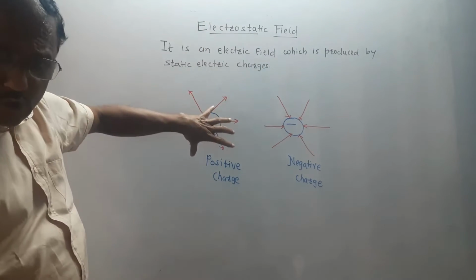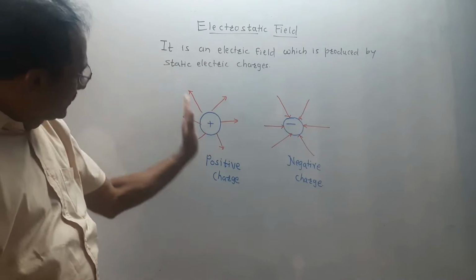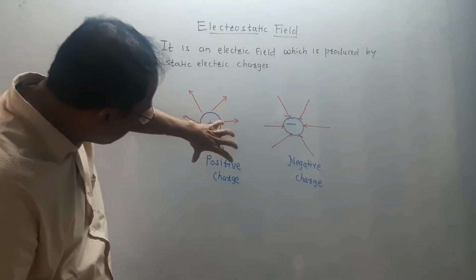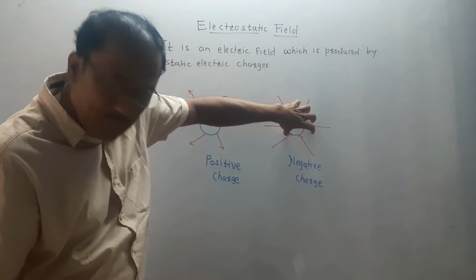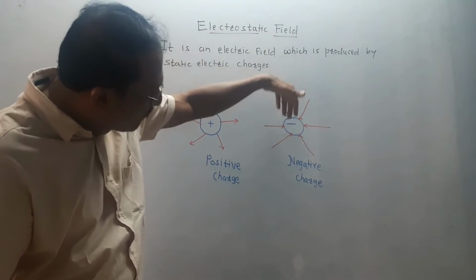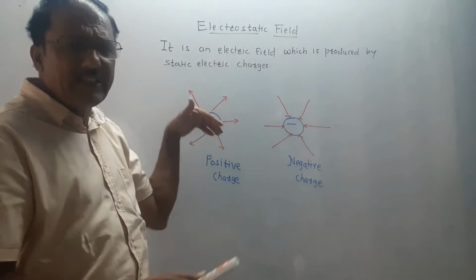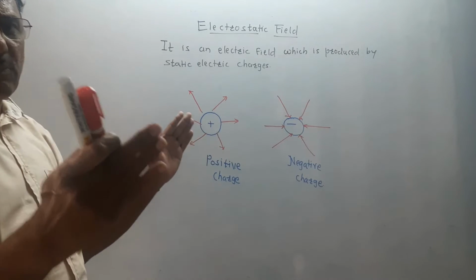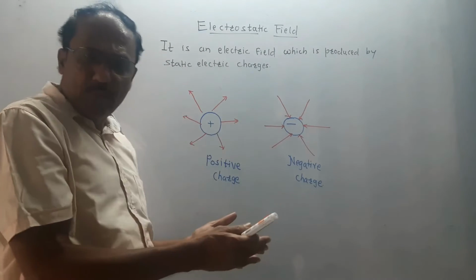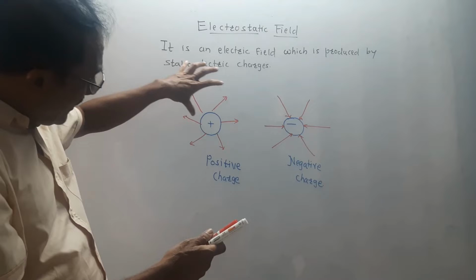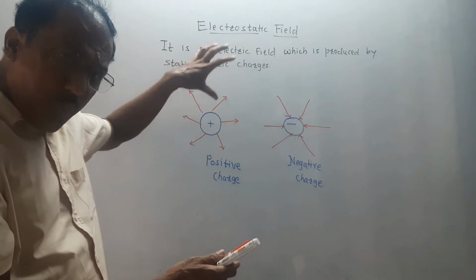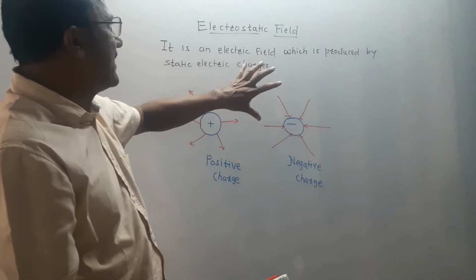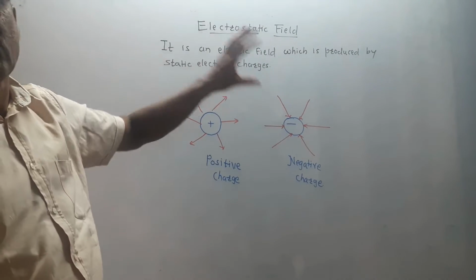In case of a positive charge, the force lines, these red colored lines, are known as force lines. These force lines come out, whereas in case of negative charge, these force lines are moving inside the charge. As we discussed, if the polarity is same, there will be force of repulsion, and if the polarity is opposite, there will be force of attraction. So basically, if there are two charges, then force lines can move from one charge to another charge. This is the concept of electrostatic field.